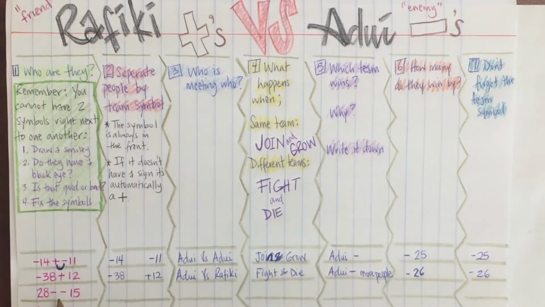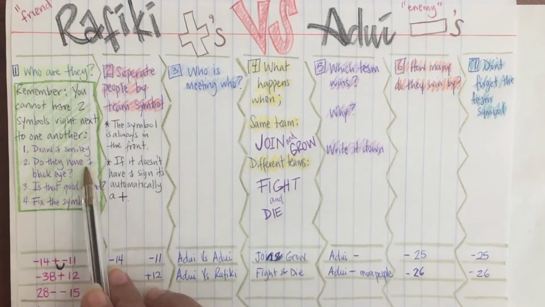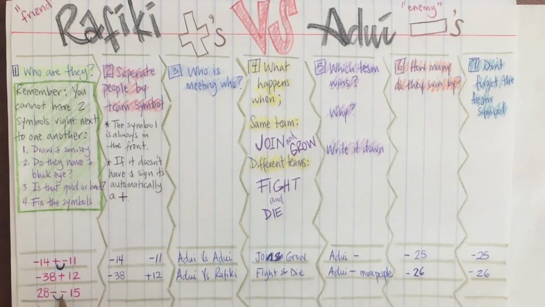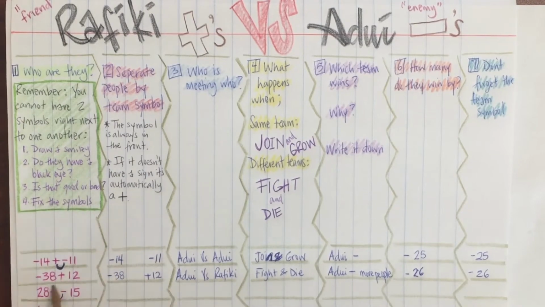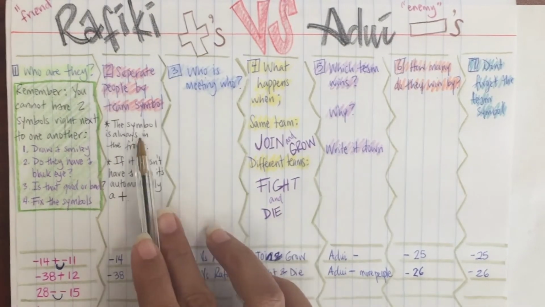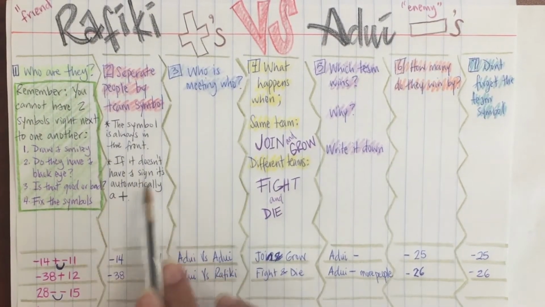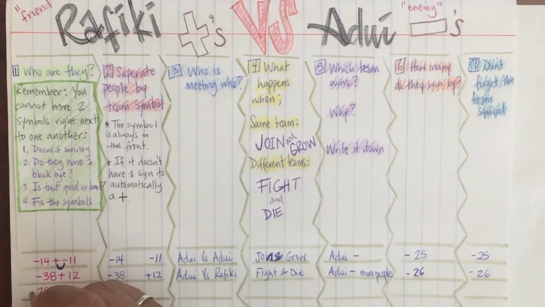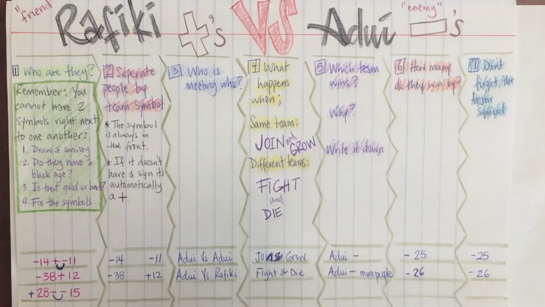Again, who are they? You can't have 2 symbols next to each other. Draw a smiley face. Does it have a black eye? No. No black eye is good. That means positive. So let's fix that and separate it. If there isn't a sign in front, it's automatically a positive. So we're going to put a positive right there. So it's going to be positive 28.